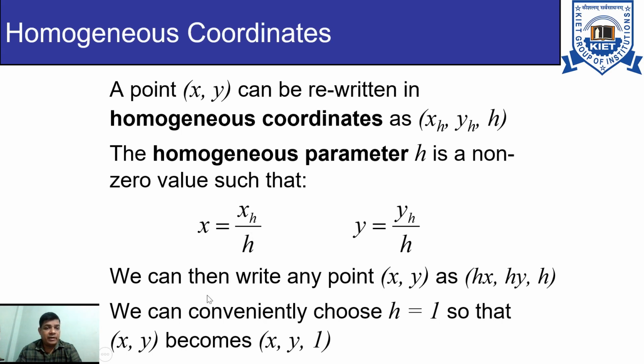Now we can write any point x comma y as hx comma hy comma h. If you substitute the value of xh as hx, yh as hy, and h remains the same, then the point x comma y becomes hx comma hy comma h. Now we keep the value of h as 1, so finally we get x comma y comma 1.